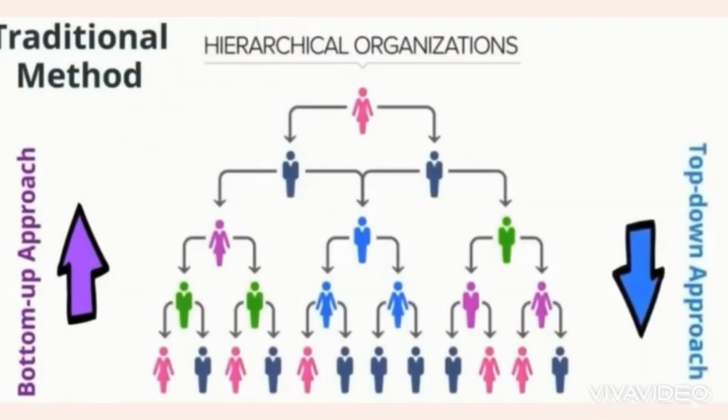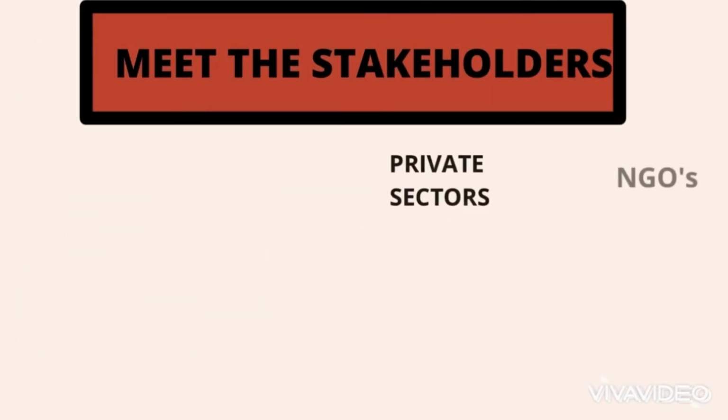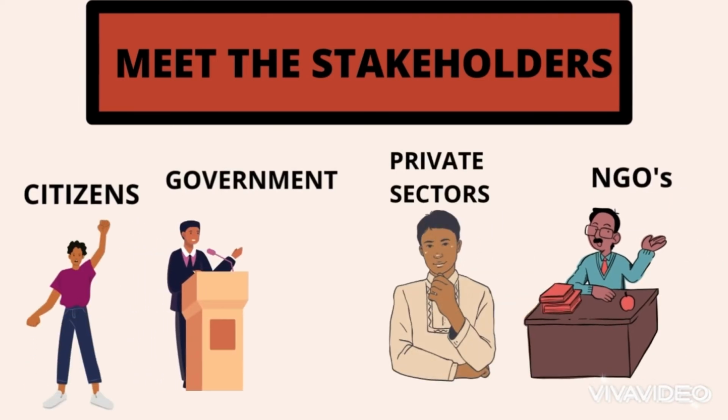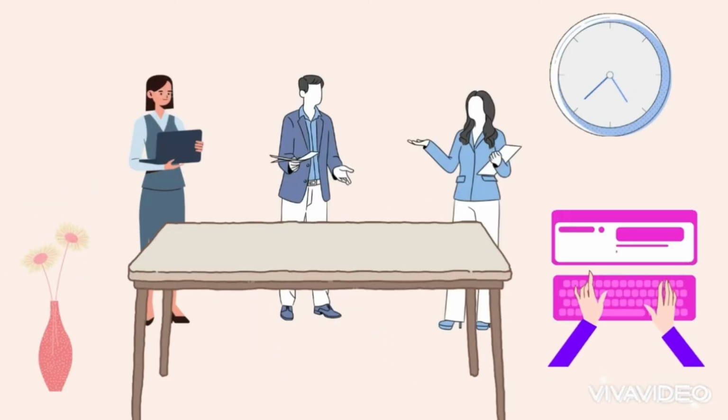The traditional method is a hierarchical organization; it can be a bottom-up approach or a top-down approach. In contrast, in network governance there is no one entity on top. It connects constituting groups without hierarchy, unlike the traditional state government. Meet the stakeholders: citizens, government, private sectors, NGOs. In a network, stakeholders can decide what they want to achieve together and then choose metrics for measuring the progress.